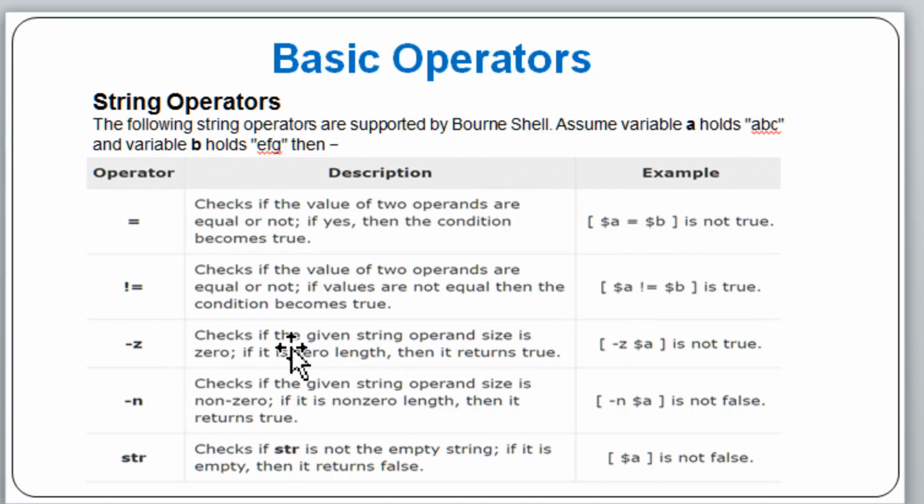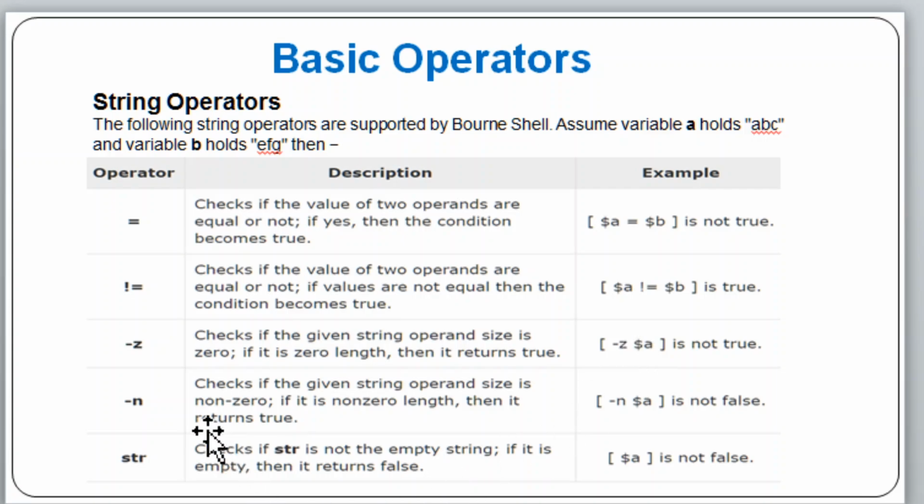So we have dash Z, and this checks if the given string operand size is 0. If it is 0 length, then it returns true. Dash Z, A. So you would put Z first and then A. This is not true because A holds value. It has a string in it. Okay, so it's not true.